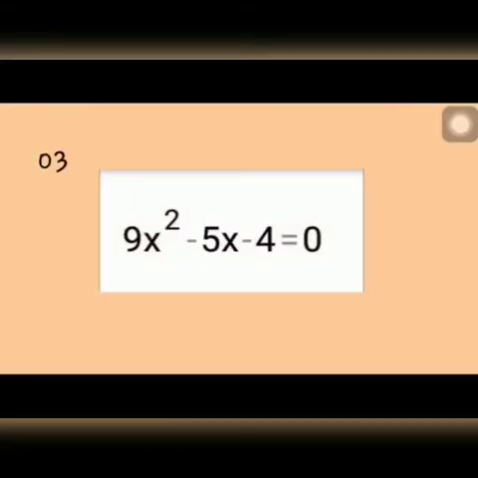For our example number 3, we have 9x squared minus 5x minus 4 is equal to 0.